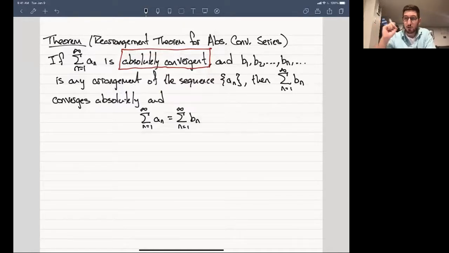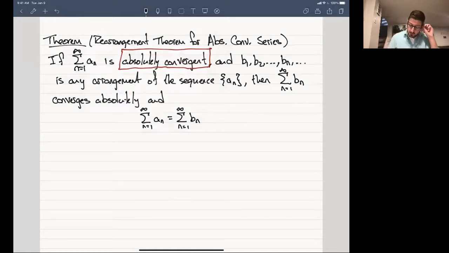It can converge to minus pi. It can converge to plus pi. It could converge to pi to the pi to the pi to the pi to the pi to the e. I don't care, right? It's a number. That is absolutely insane. And this is why conditionally convergent series are not great, right? Because order matters with conditionally convergent series.